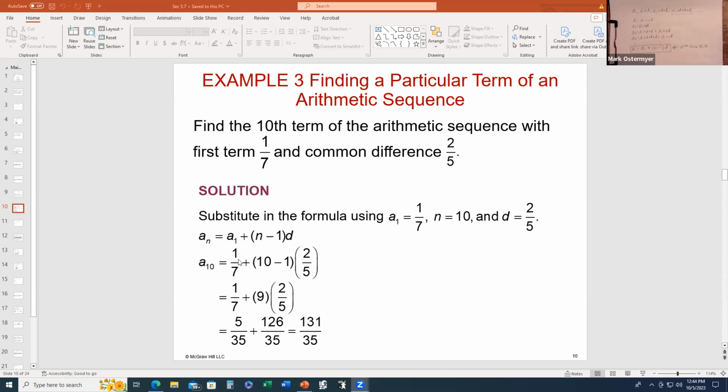First term is 1/7, that replaces a1. The common difference is 2/5, that replaces d. n is replaced with 10. We go through the arithmetic. So our 10th term is going to be 1/7 plus 9 times 2/5, which when you get done with the arithmetic, your 10th term will be 131 over 35 for this arithmetic sequence. That's your 10th term. Any questions how we found the 10th term?